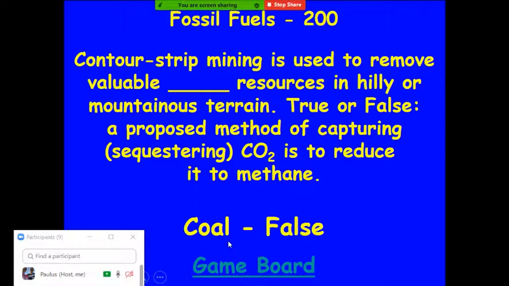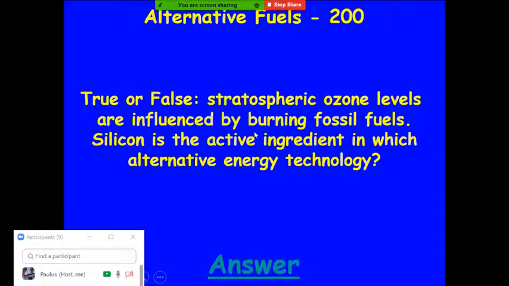Contour strip mining is for coal, and a proposed method of capturing or sequestering CO2 is reducing it to methane is false. True or false? Stratospheric ozone levels are influenced by burning fossil fuels. Silicon is the active ingredient in which alternative energy technology or which renewable energy resource?